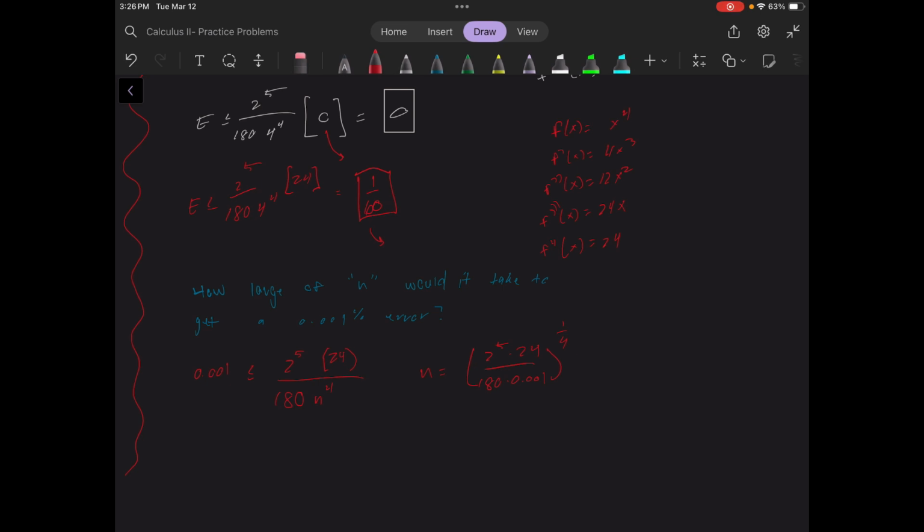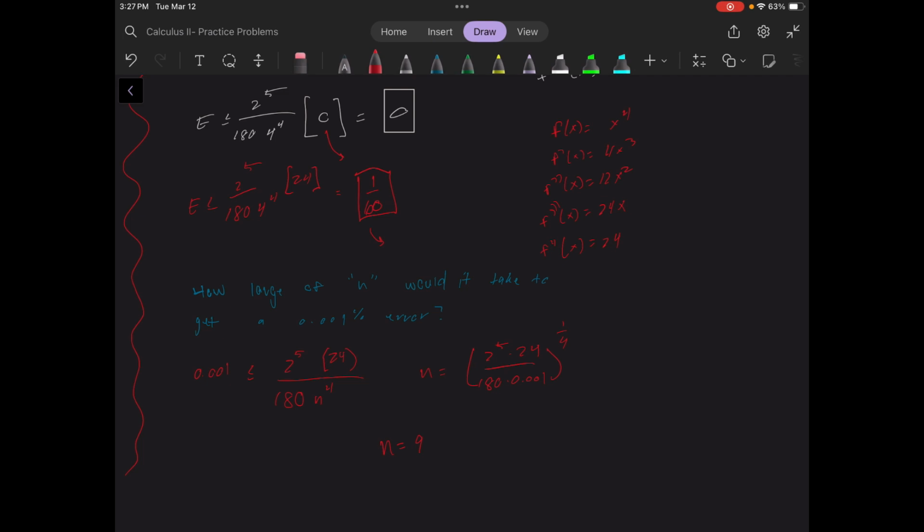Just plug this into your calculator and you should get, let's see, 180 times 0.001, and we are going to raise this all to the 1/4 power to get 8 and some decimals after that, which means we want n to be 9. 8 rectangles is just too little to get that 0.001. Using 8 rectangles, the error is a little bit more than 0.001.